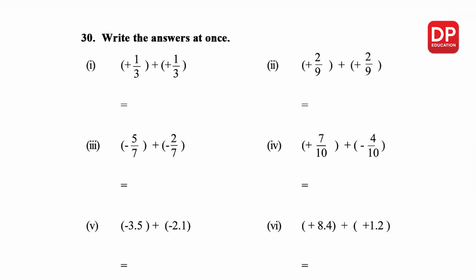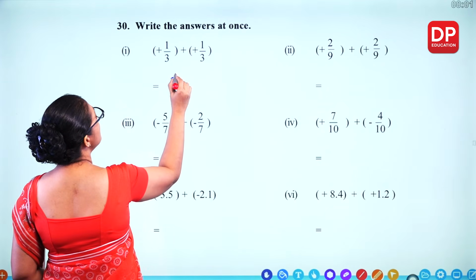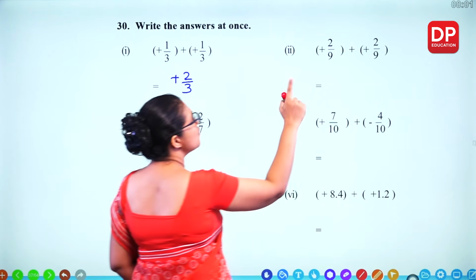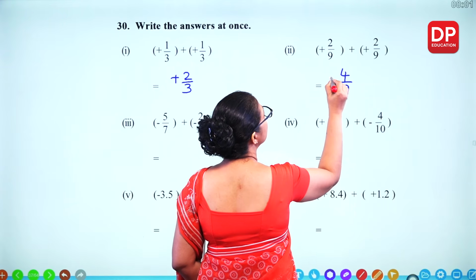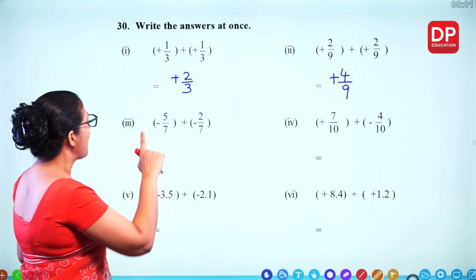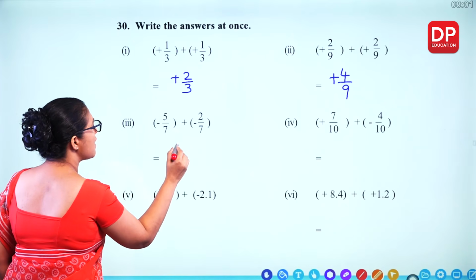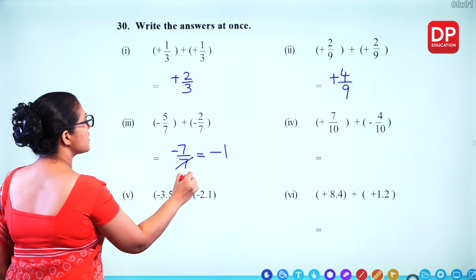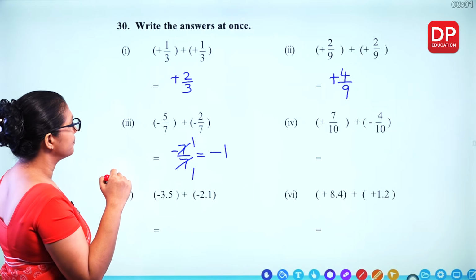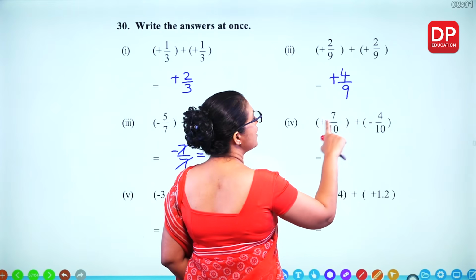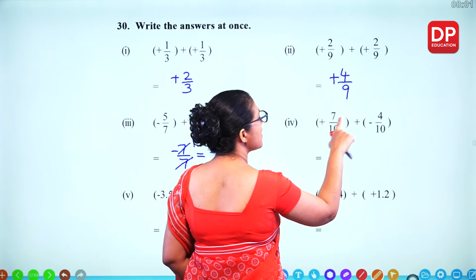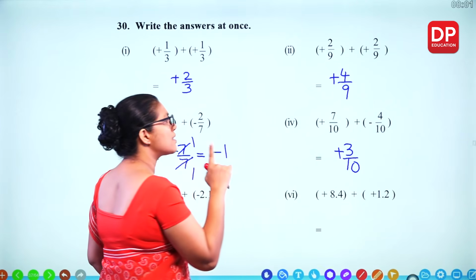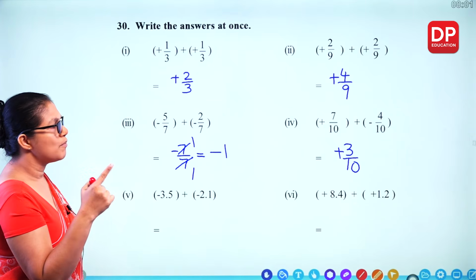So, both positive. Add the two numbers, 1/3, 1/3. You get 2/3. Both positive. 2 ninths, 2 ninths, 4 ninths. It's positive. Both negative. So, add it. 5 and 2, 7. 7 over 7 minus. So, finally you get minus 1 because it gets cancelled out. This one is positive, 1 is negative. Take the difference. 7 and 4 difference is 3. 3 over 10. This is plus because plus 7 is the most distant number.